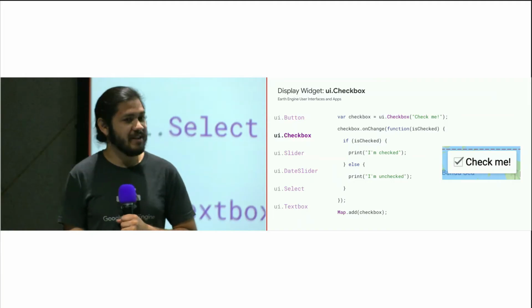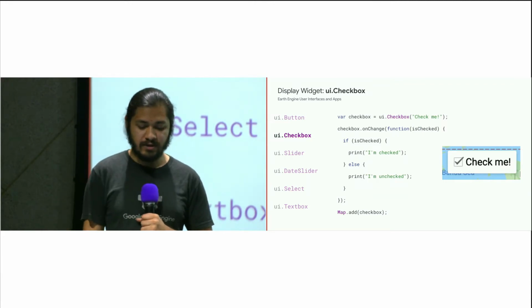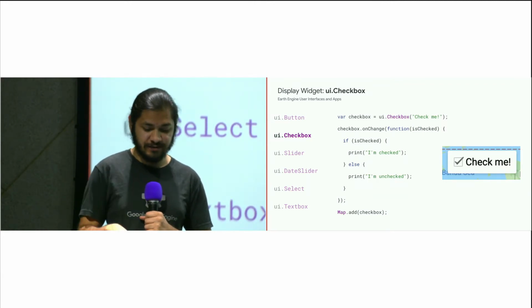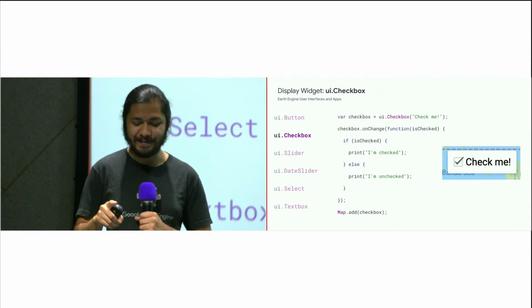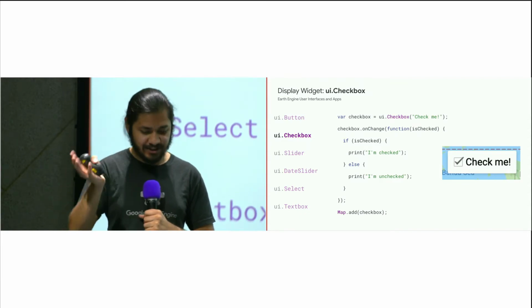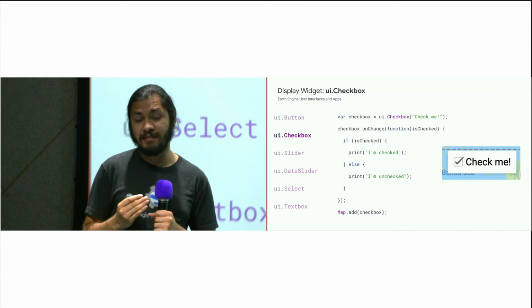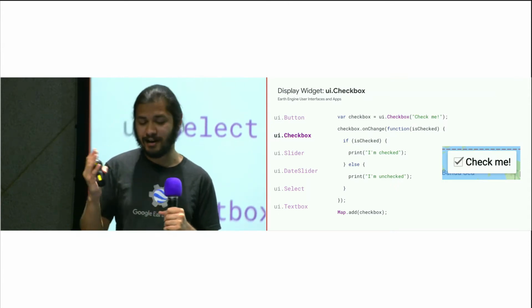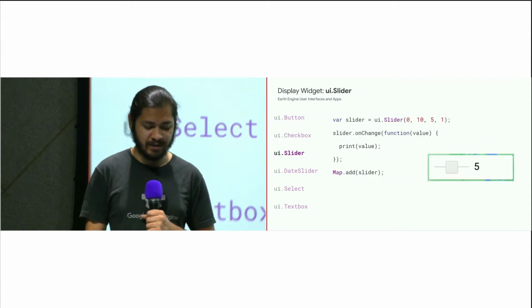Next is a checkbox. Checkboxes have two states, on or off, true or false. When you supply a function to the onChange callback event listener, just bear with me on that, it'll return whether it's true or false. isChecked is just the parameter that you get. So you can use this to maybe toggle a layer on and off, and there are a lot of fun little interactions you can get with the checkbox.